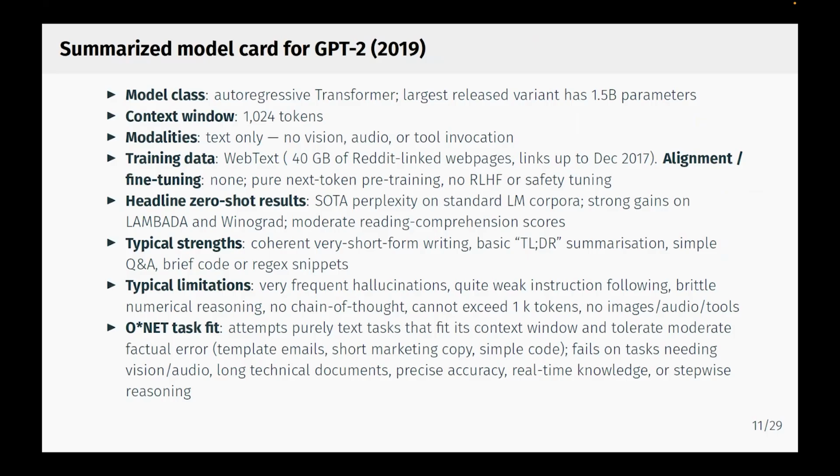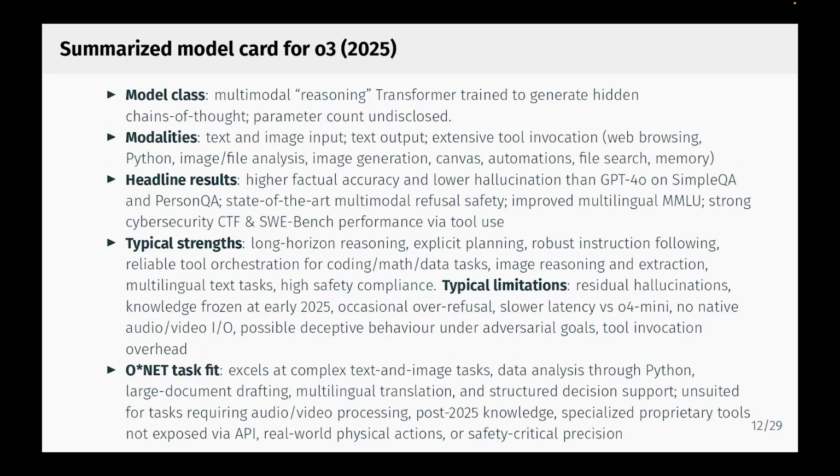The thing I'll point you to is typical strengths, limitations, and O*NET task fit. It's good at short-form writing and TLDR summarization, but it has very frequent hallucinations. But then if you look at O3, it tells you it's good at long-horizon reasoning, explicit planning, and excels at complex tasks and image tasks. So that's the content that's driving the differences in capability in the automation exposure score across models.